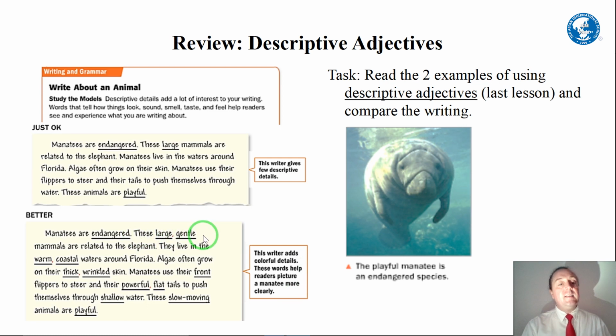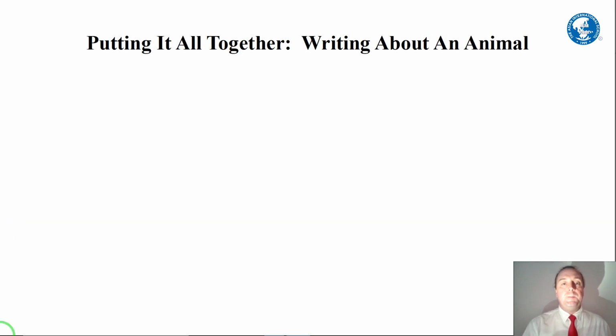These large, gentle animals are related to the elephant. They live in the warm coastal waters around Florida. This writer just says live in the waters around Florida. We don't know what the water is like. Warm coastal waters tells us a lot more. It gives us descriptive details. Manatees use their front flippers to steer and their powerful flat tails to push themselves through shallow water. This is very descriptive writing, a much better way to explain the animal.